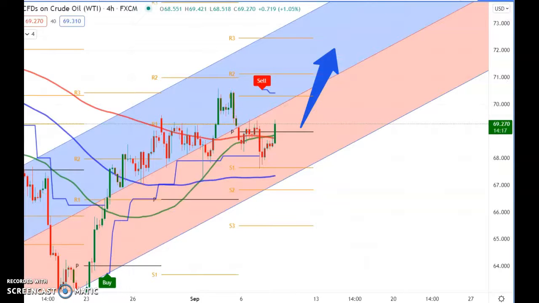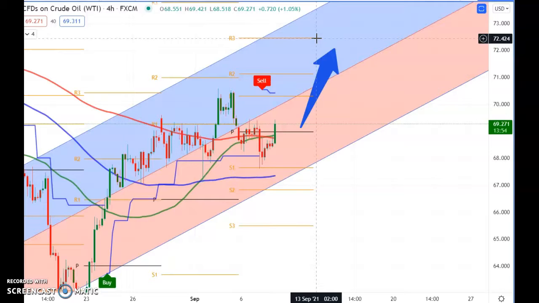Oil is interesting, 69.27. You posted a blog yesterday indicating the price is likely to breakout and go back up to, well, not back up to R3, which is 72.44. Again, I wrote a blog on this yesterday, so you can read that. Sometimes they just don't happen instantly. We have to wait and be patient.